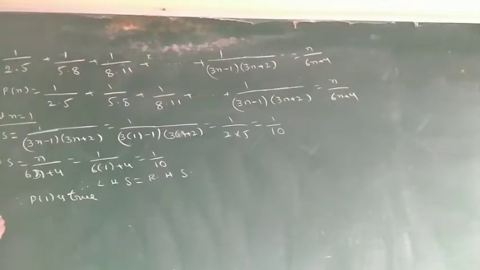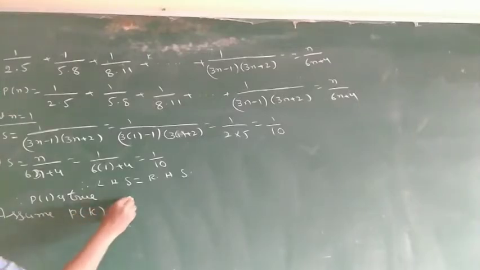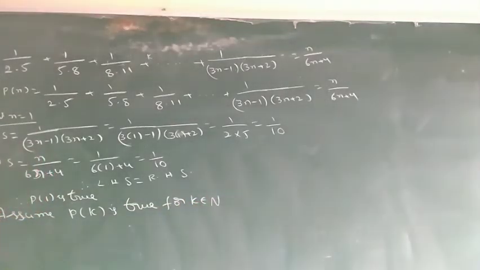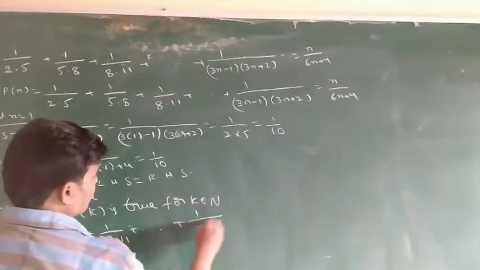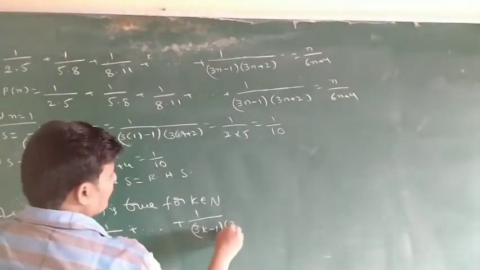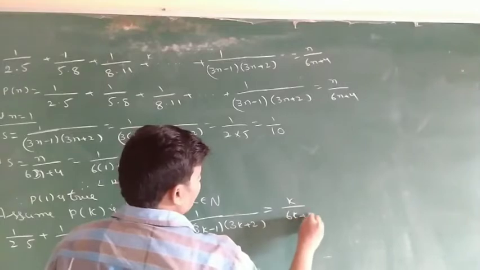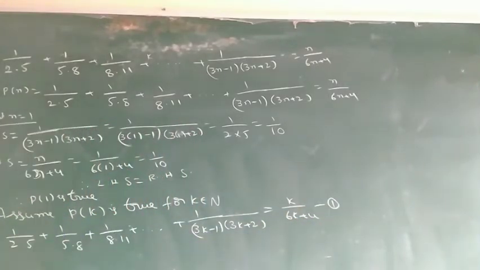So assume P of k is true for k belongs to N. P of k true means, put n equal to k: 1 by 2 into 5 plus 1 by 5 into 8 plus 1 by 8 into 11 and so on, plus 1 by 3k minus 1 into 3k plus 2, is equal to k by 6k plus 4, equation number 1. So next one, the k plus 1th term.